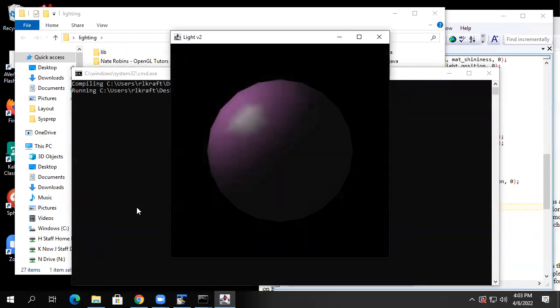There's the spotlight. A little bit better this way. Spotlight shining from the left. Now the spotlight has both diffuse and specular, so you're getting the specular part of it. But the spotlight's more focused, so it also doesn't illuminate much of the other side of the sphere, because the spotlight is just very much a spotlight.